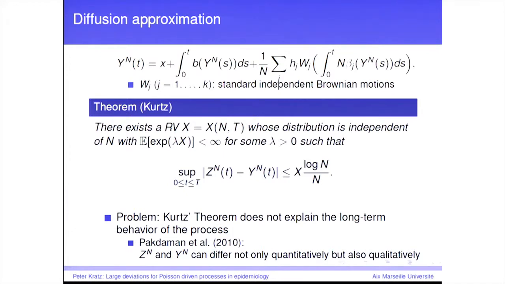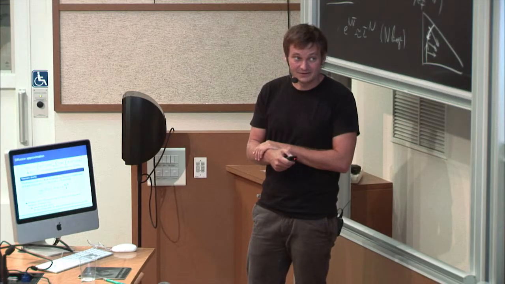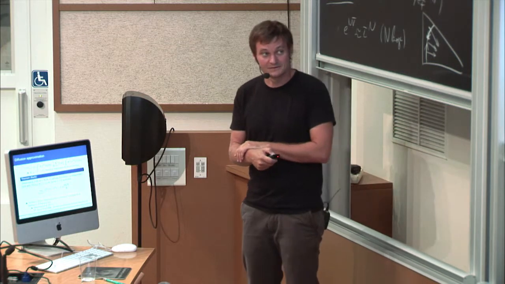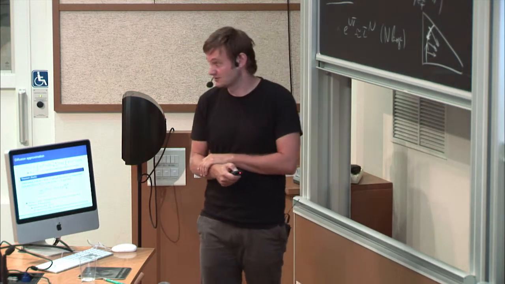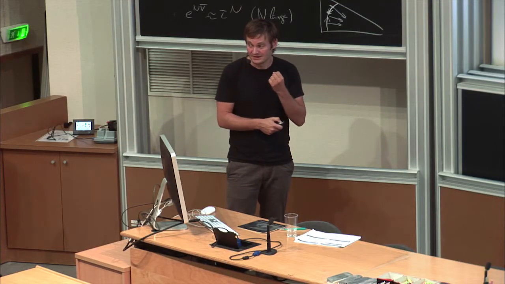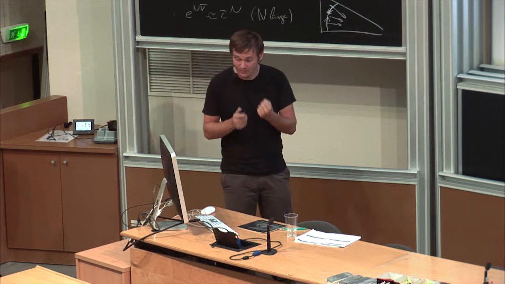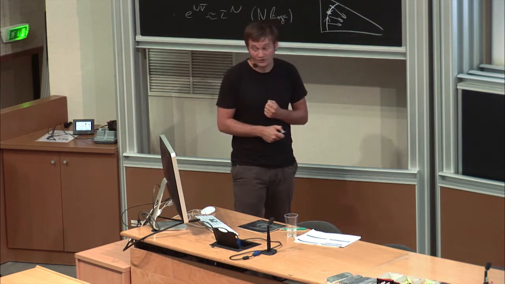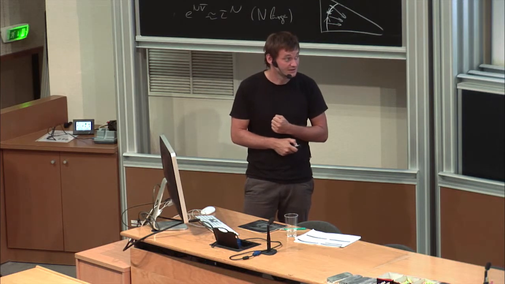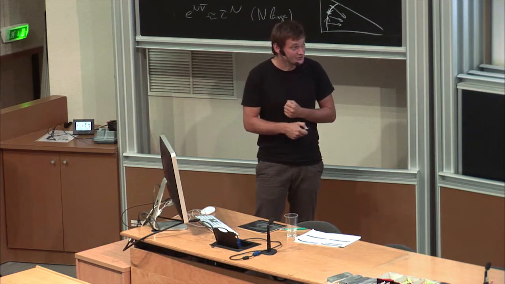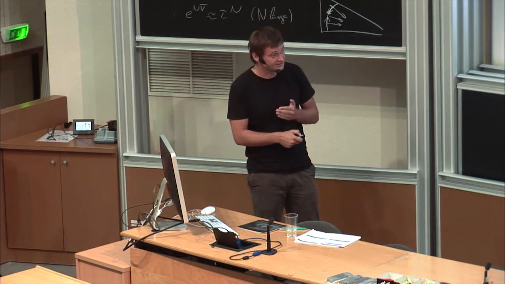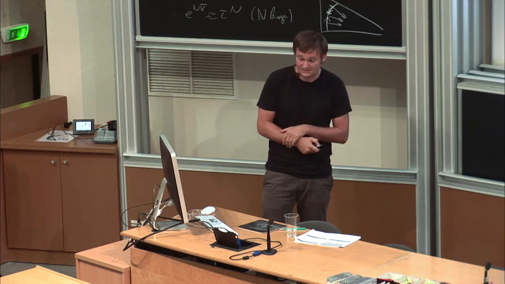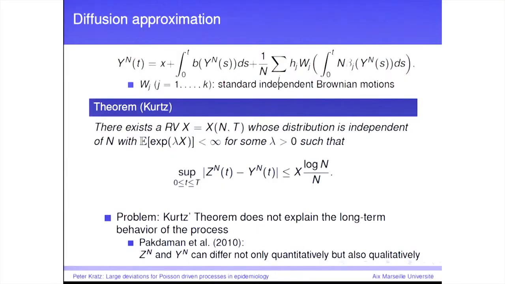And if we're interested in the long-term behavior, we're interested in the exit from domain problem, and for a relatively simple model, Dahmen and co-authors have shown in 2010 that the two processes with respect to this property do differ, and they do not only differ quantitatively, but they also differ qualitatively. That means they not only find slightly different times of exit, they also find different places of exit. And that's why one has to be very, very careful with this object.